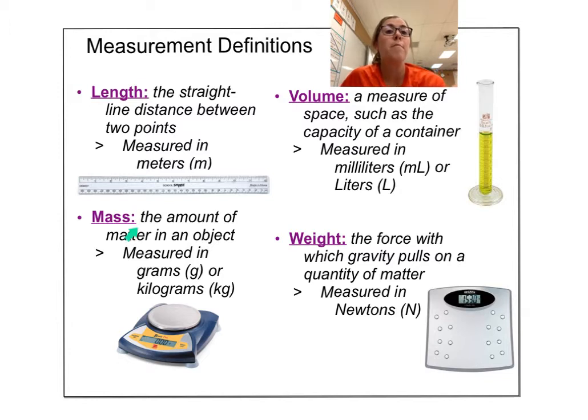Mass is the amount of matter in an object, so how many particles are in the object, and we measure that in grams, or if it's bigger, kilograms, or if it's small, milligrams. But usually for our class, we're going to use grams because we use a balance to measure mass. So in our class, when we use something that looks like this, that is called a balance. It is not a scale, it is a balance. And then obviously we use a ruler to measure length. I kind of skipped over that, okay?